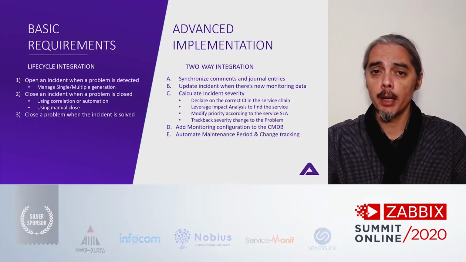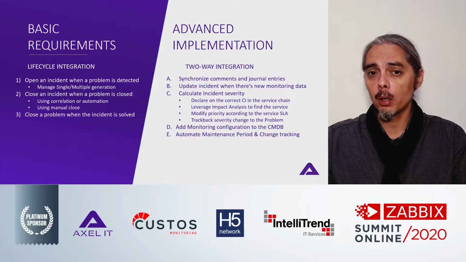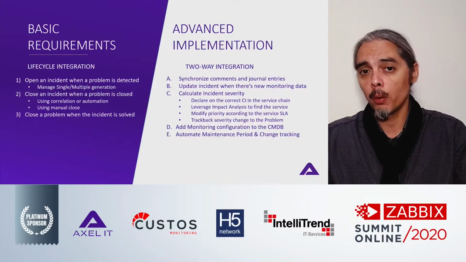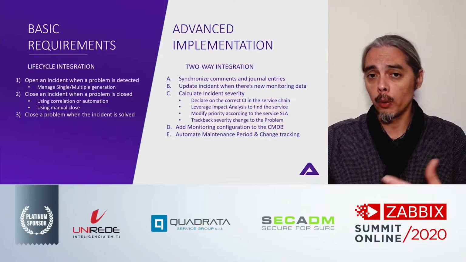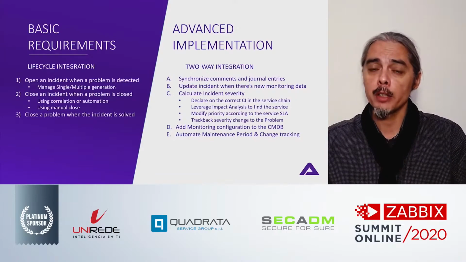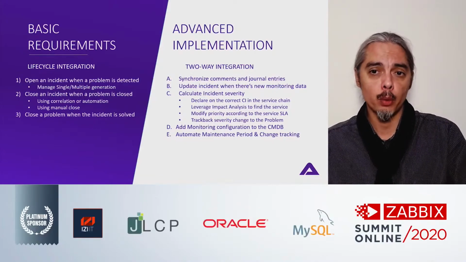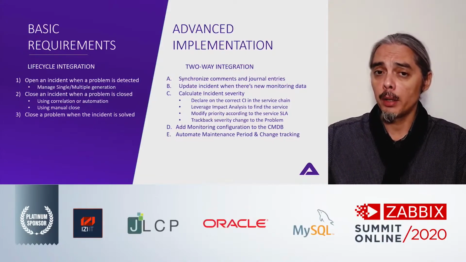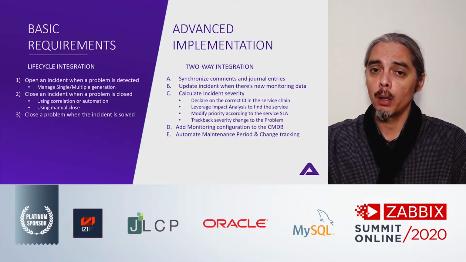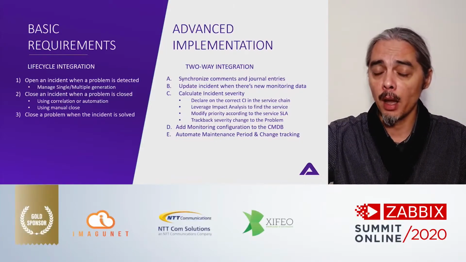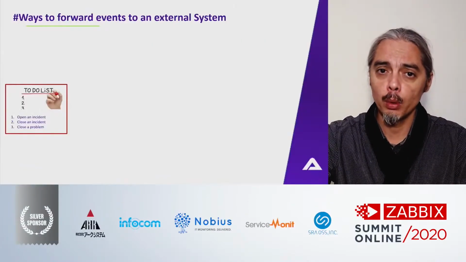And then, starting from that, you can have two-way full integration, which will allow a couple of other features which we found were neat and cool. For example, we can have journal entries synchronized between both systems, so that when I update a problem, I get the update within the incident and vice versa. But also leveraging that impact analysis to actually change the way triggers are used within Zabbix, and also, we'll see that later, to add change management to Zabbix.